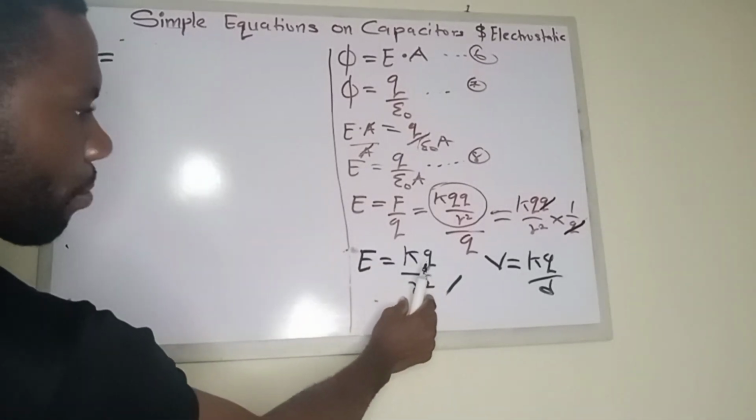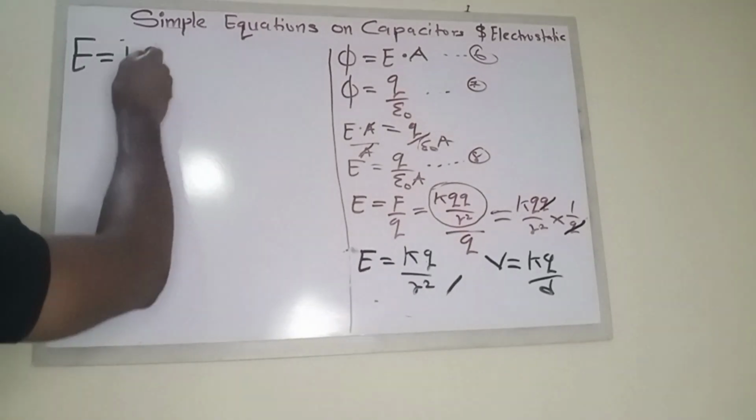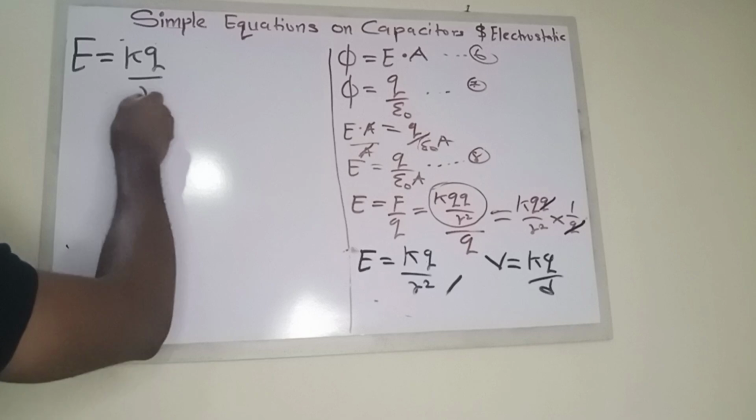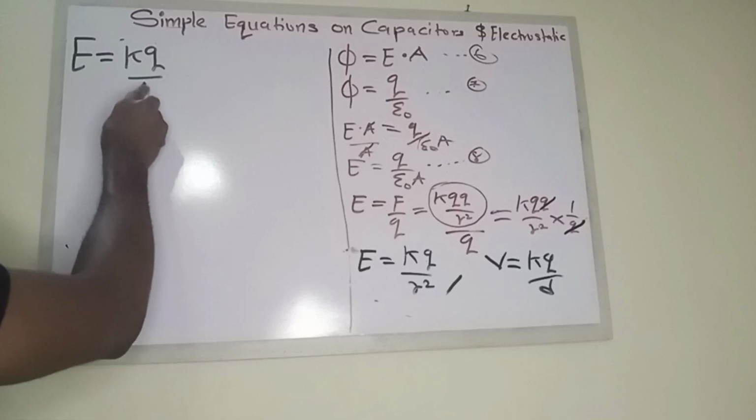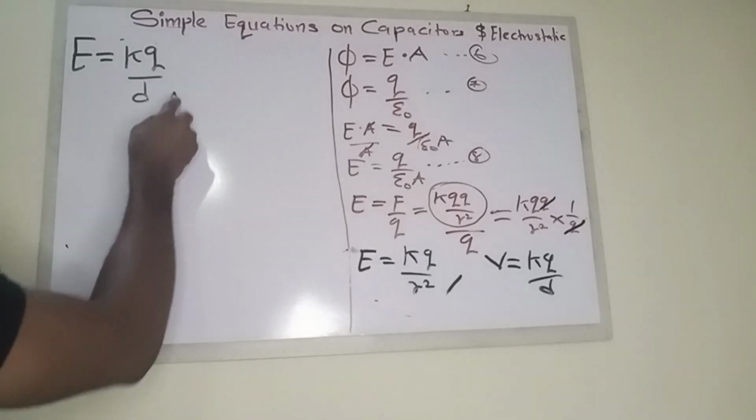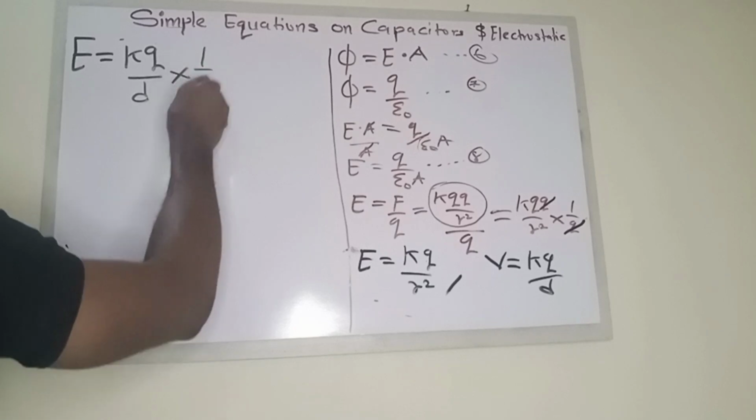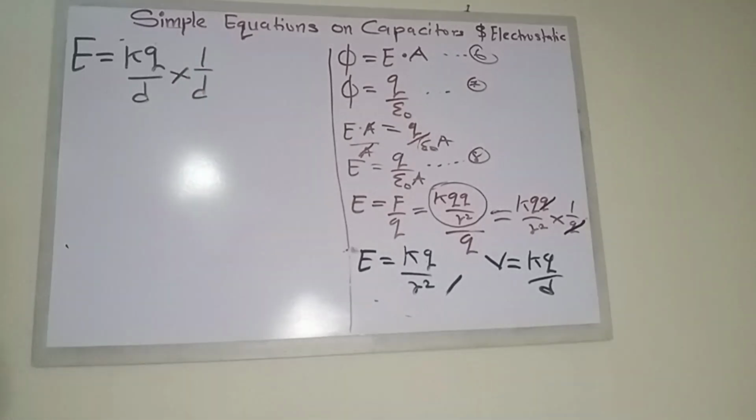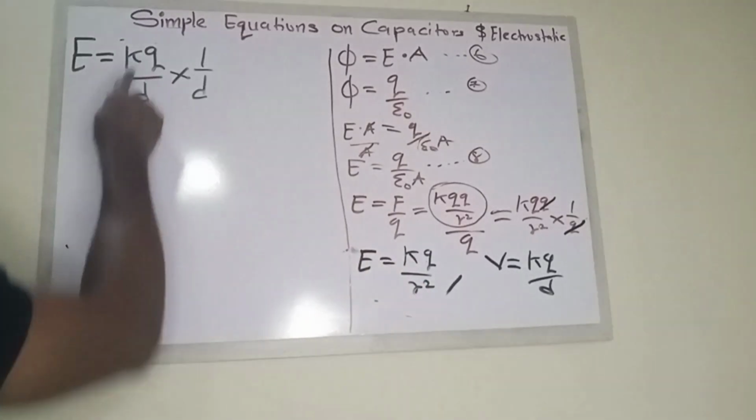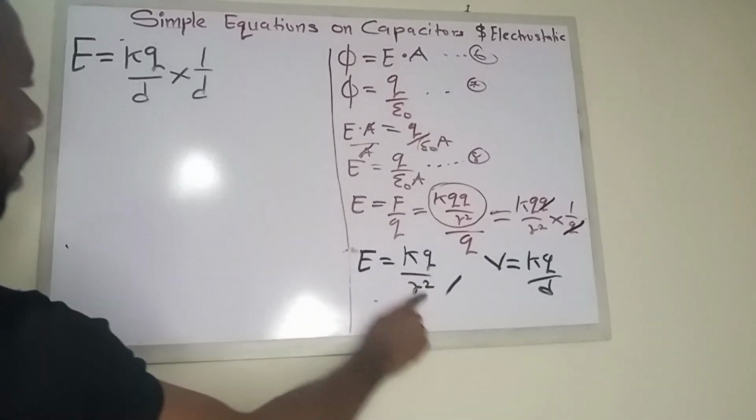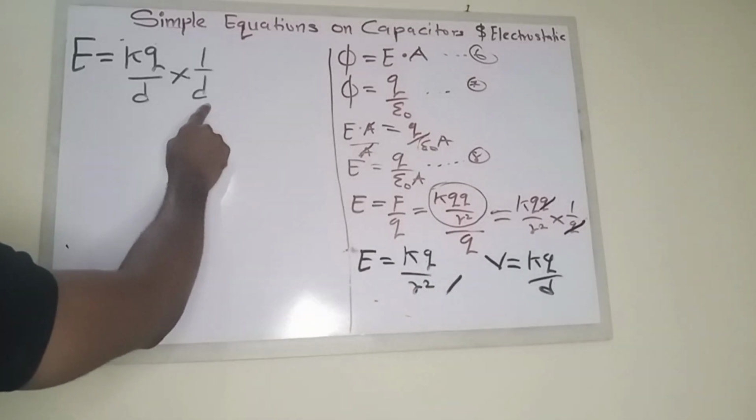I want to split this one. We can have it as KQ over R, or, since we have our R equal to D, representing it with D squared. So we can make it 1 over 1, times 1 over D, meaning K, which is our K, Q, which is our Q, divided by R squared, which is D times D, right?